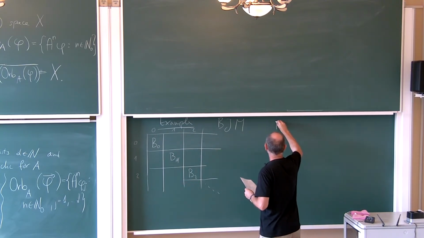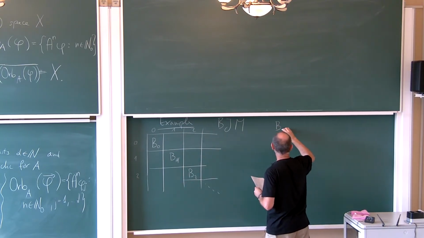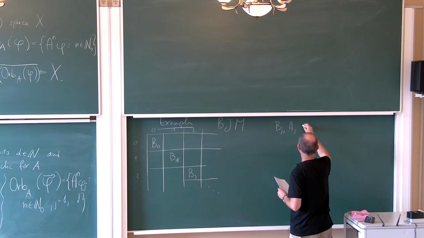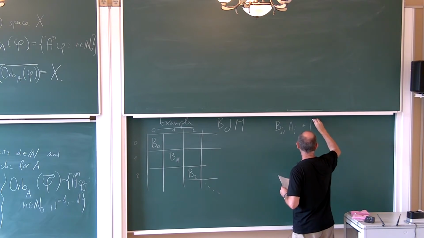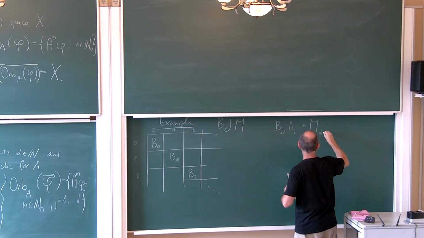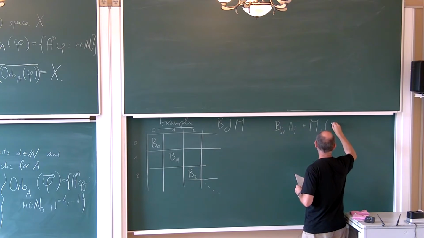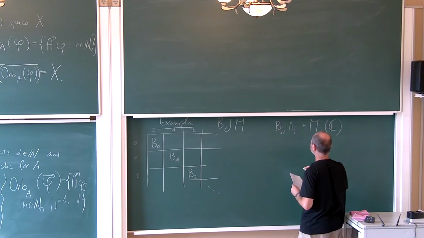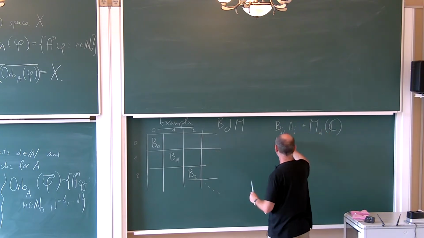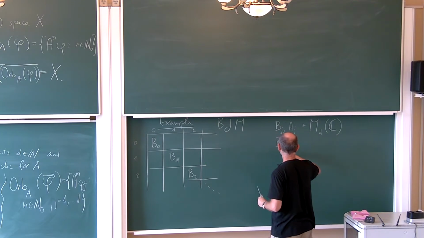And we assume that B_j and A_j are d by d square matrices, complex matrices. Those B are self-adjoint.